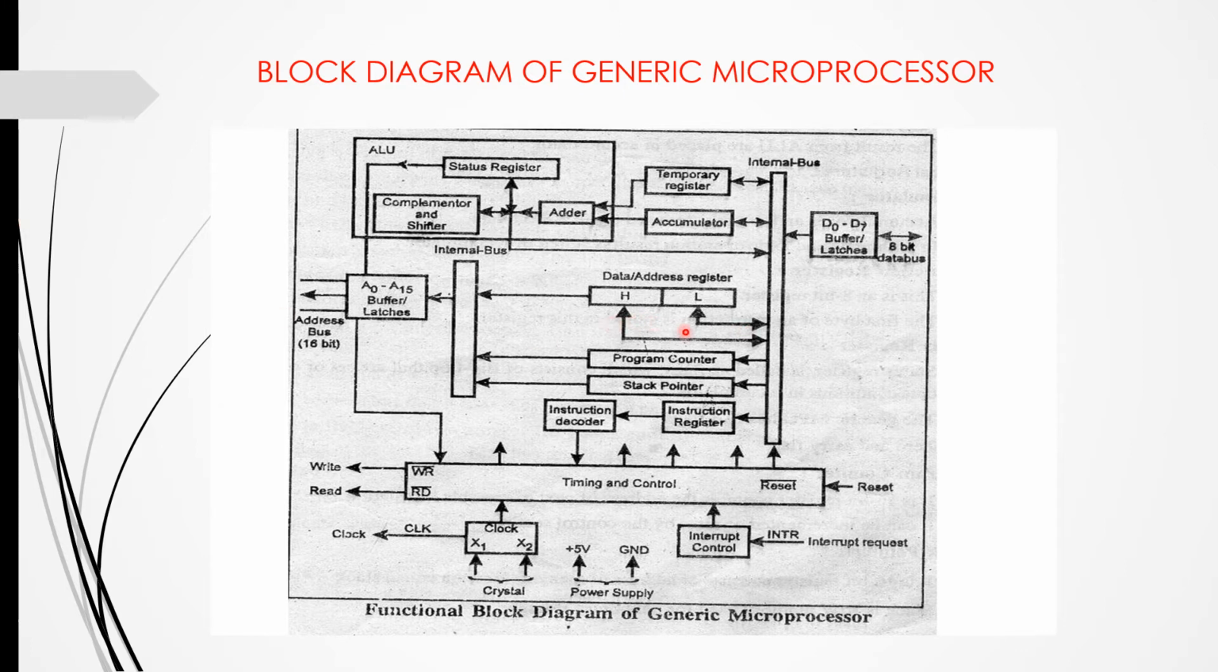Here you can see data/address register. The data/address register is a two 8-bit registers that can be used separately or as a combined pair. They are labeled as H and L. Data is stored in these registers. When used in pair, 16-bit address can also be stored.